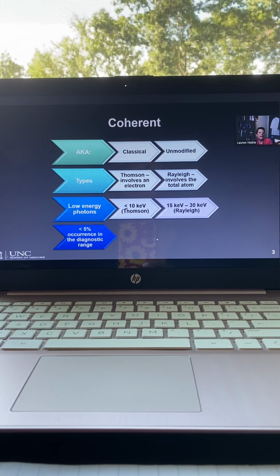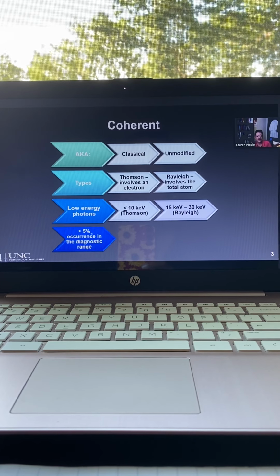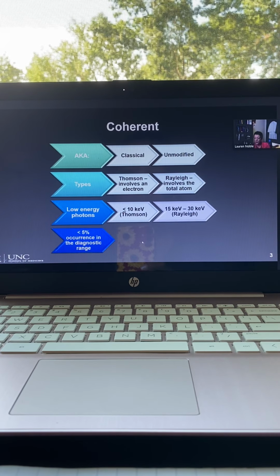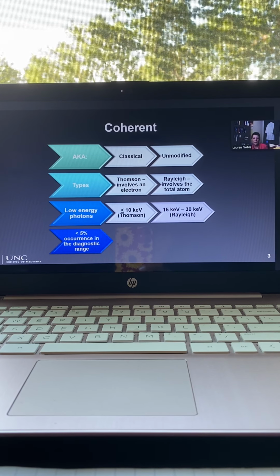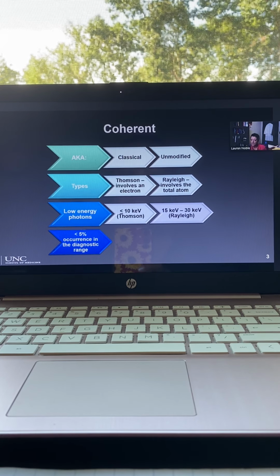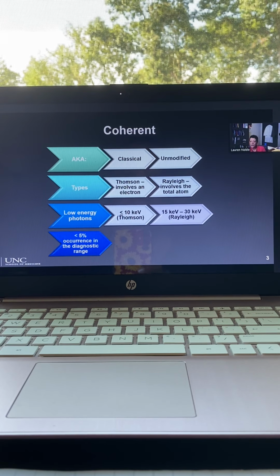Now, this type of interaction, coherent, does occur less than 5% in the diagnostic range. So this is not something that occurs very readily inside of the patient's body. It accounts for less than 5% of the interactions. Okay so far?